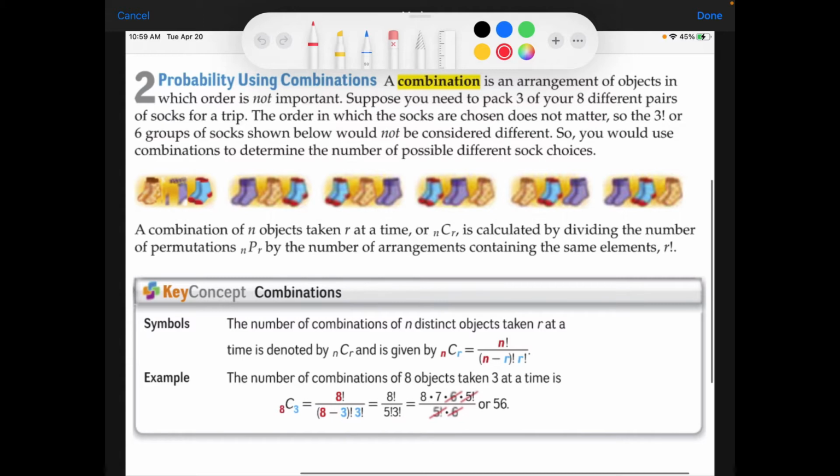And we have a formula for it, just like we have a formula for permutations. For combinations, it would be nCr. C stands for combinations. N is still the total number of objects, and r is still how many objects at a time. Notice the only difference with this formula is that we add another r factorial to the denominator of the fraction. So the number of combinations of 8 objects taken 3 at a time would be 8 factorial over (8 minus 3) factorial times 3 factorial, or 56 different types of combinations.